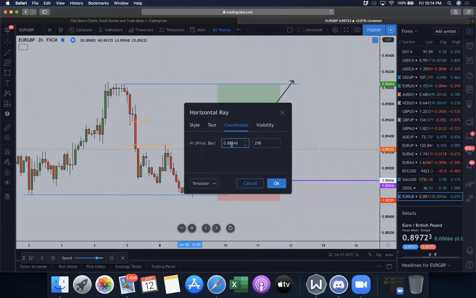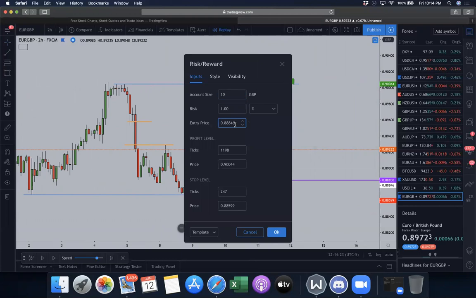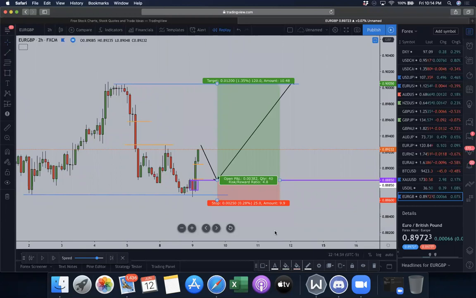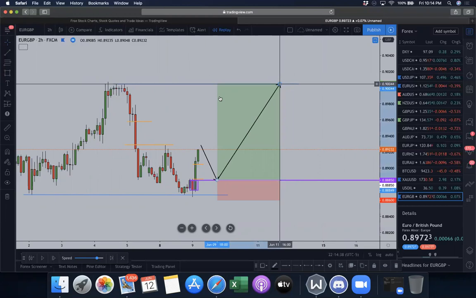88850. Okay, and then on here, that means we need to do 88850 as well for our entry. Then we're going to target 120 pips, and our stop loss is 25 pips. So this is exactly what your trade should look like, step by step.